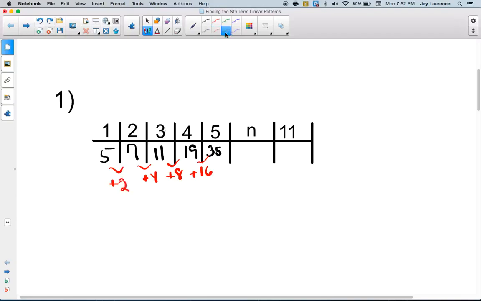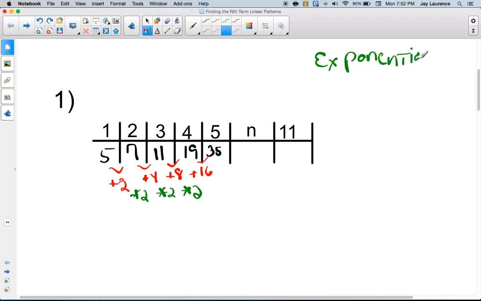You see that? To turn 2 into 4, I can multiply by 2. To turn 4 into 8, I can multiply by 2. To turn 8 into 16, I can multiply by 2. When the differences are all doubling, this is called an exponential pattern. Exponential.